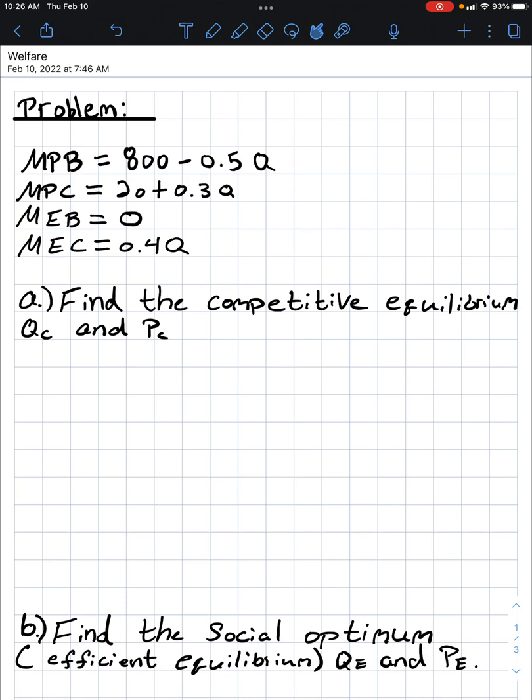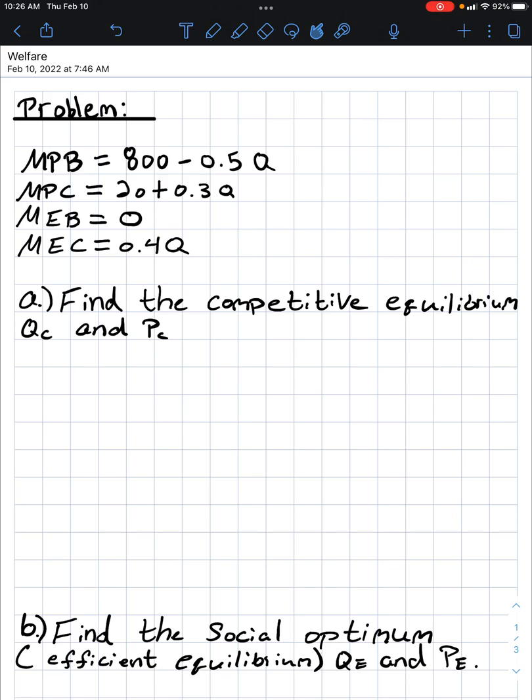The problem. We are given the marginal private benefit is equal to 800 minus 0.5Q. The marginal private cost is equal to 20 plus 0.3Q. The marginal external benefit is equal to 0. And the marginal external cost is equal to 0.4Q.